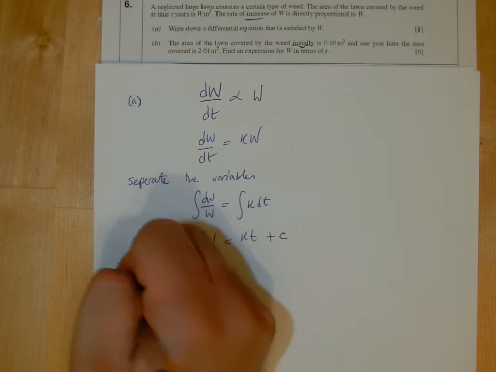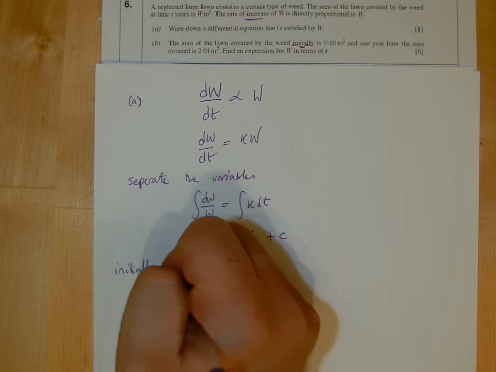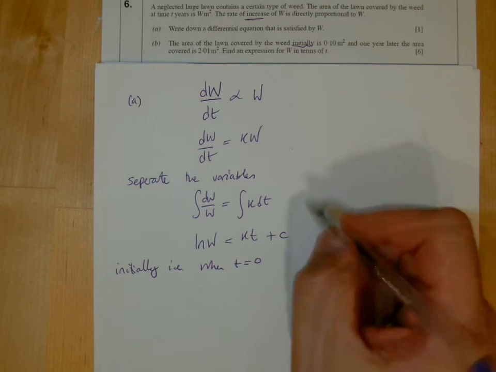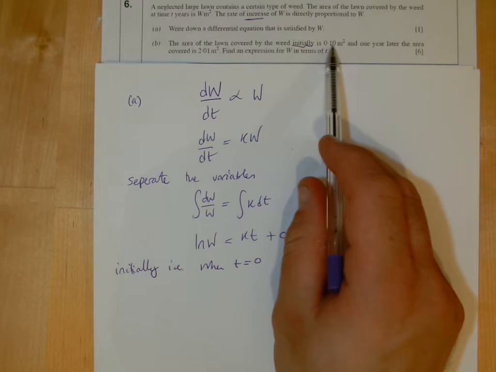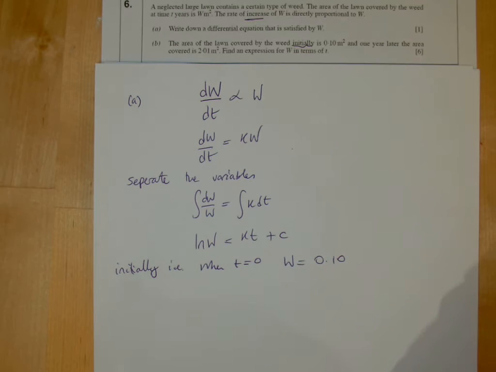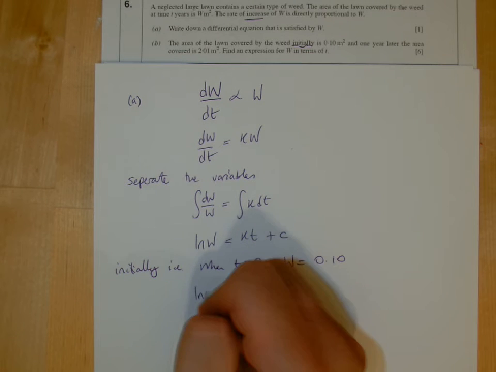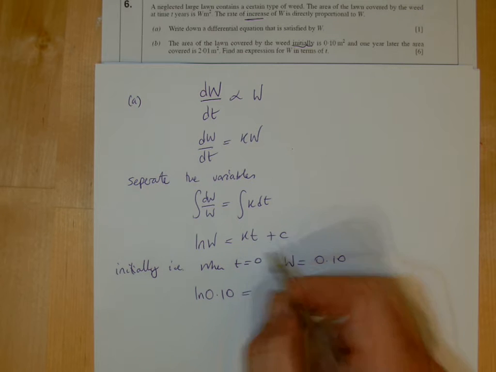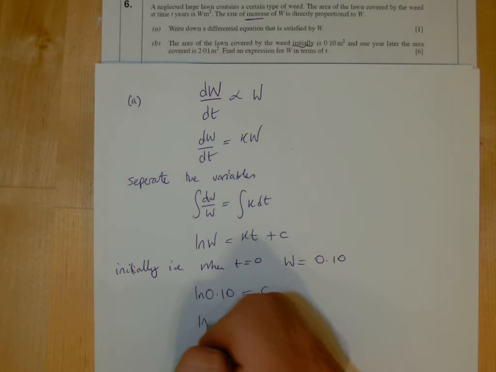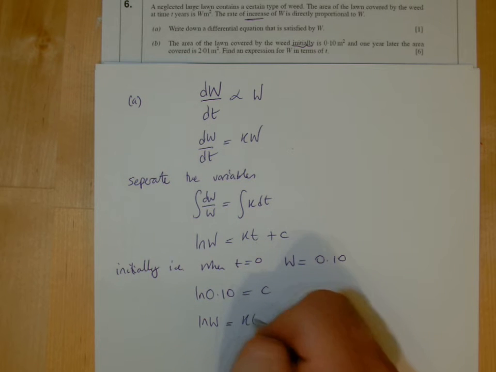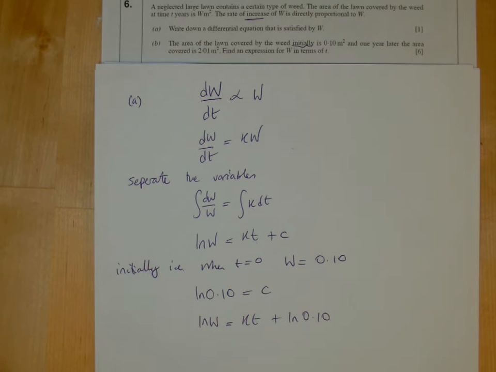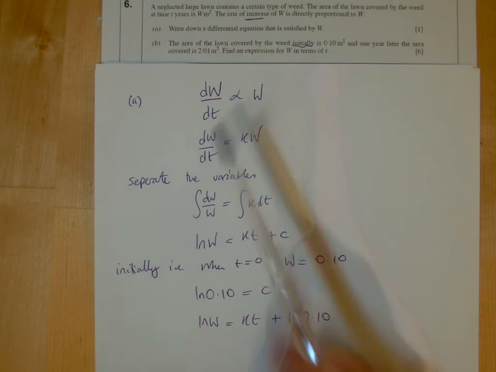So initially, i.e. when t equals 0, that's at the beginning. The area, so W, remember, represents area, W is equal to 0.10, they say. That's why they've written it. So if we put it in here, ln 0.10 equals, well, t is 0, so that will go, so that's what C will be. So we have ln W equals KT plus ln 0.10. And they want us to find an expression for W in terms of t.